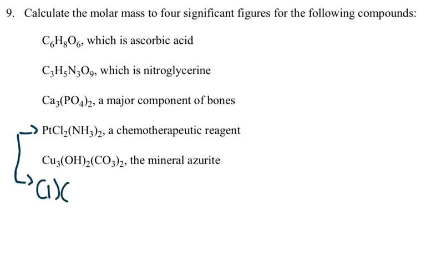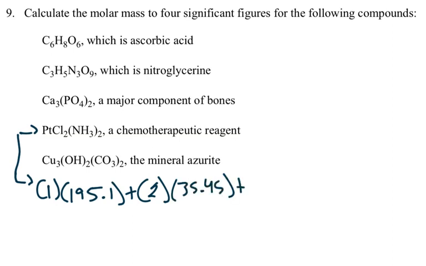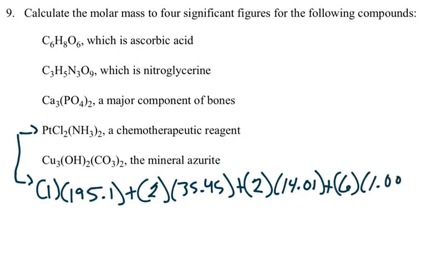Okay, platinum. We have 1 platinum in the periodic table, 195.1. That's not a very common one for me. Chlorine is 35.45. Nitrogen, we have 2. That was 14.01. And we have 6 hydrogens. Again, 4 significant digits. So 300.1 grams per mole.